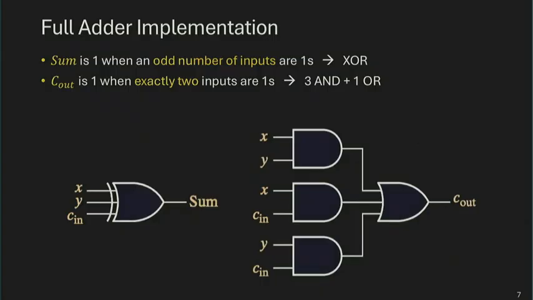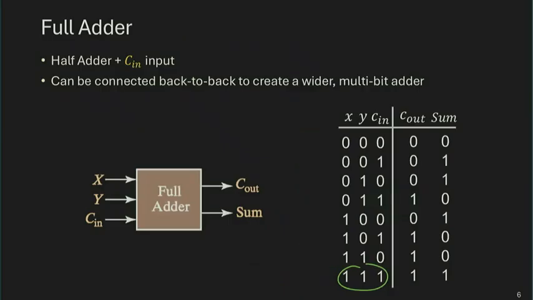This truth table can be implemented as a Boolean circuit. The sum is 1 whenever you have an odd number of 1s at the inputs: 001, 010, 100, 111. So that is an XOR function. The carry logic is a little bit more complicated. It's kind of hard to describe that using a single gate.